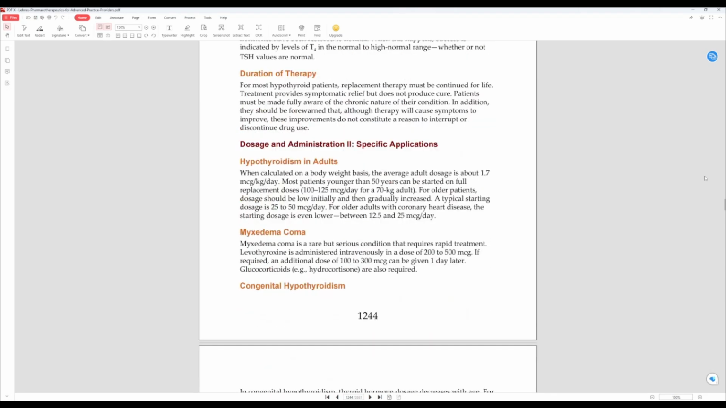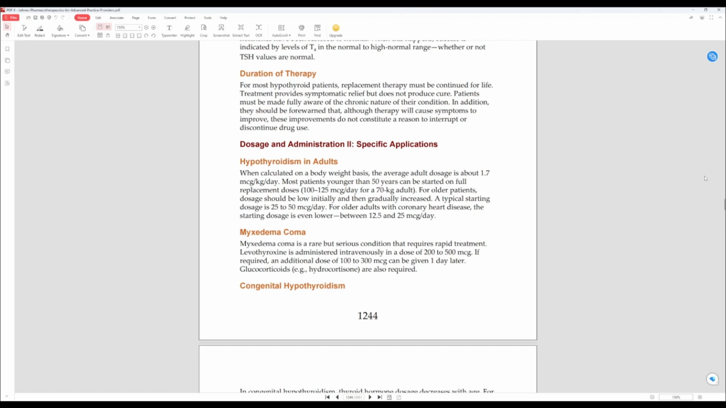So, the duration of therapy. For most hypothyroid patients, replacement therapy must be continued for life. Treatment provides symptomatic relief but does not produce a cure. Patients must be fully aware of the chronic nature of their condition. In addition, they should be forewarned that although therapy will cause symptoms to improve, these improvements do not constitute a reason to interrupt or discontinue drug use.